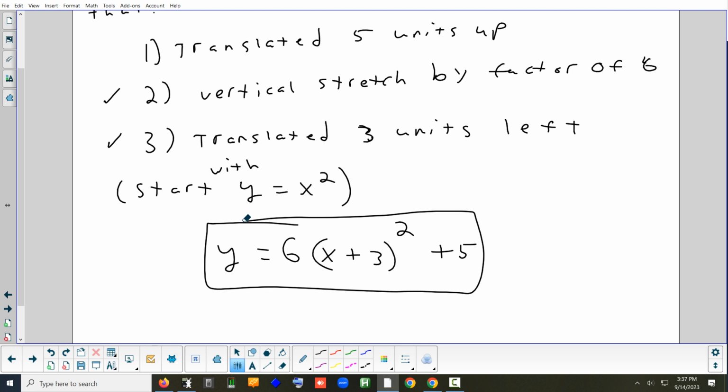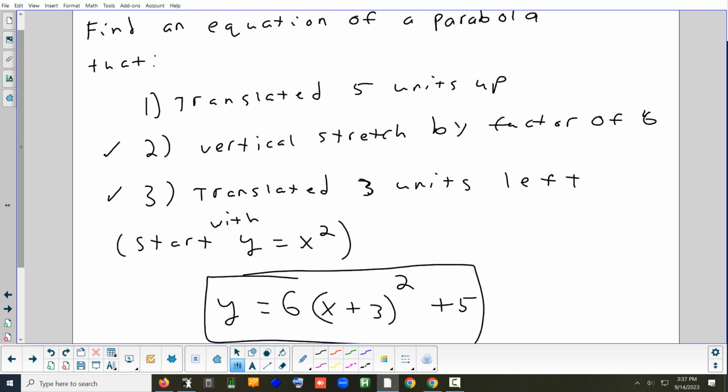So you could have a question that either gives you some transformations and asks you to write the equation, or gives you an equation like that and says, write down the steps or write down the transformations. There'll be a question like that on the test. Okay. Any question on that one? Okay, so we got that one.